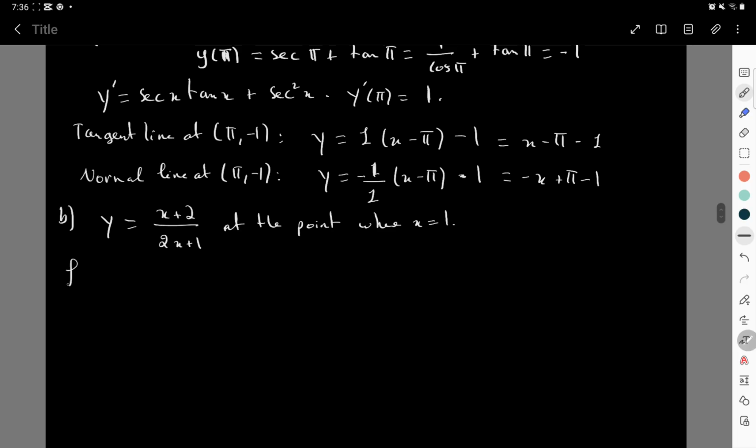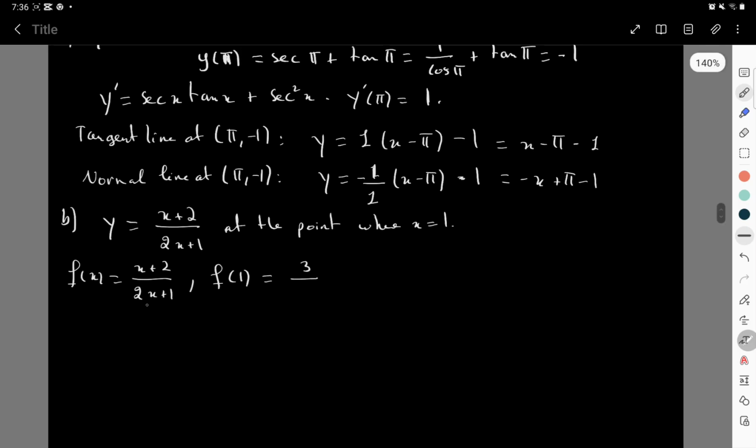Okay, so let f of x be x plus 2 over 2x plus 1. What is f of 1? Of course, the x value is 1. The y value will be 3 over 3, which is 1, right? Yep.